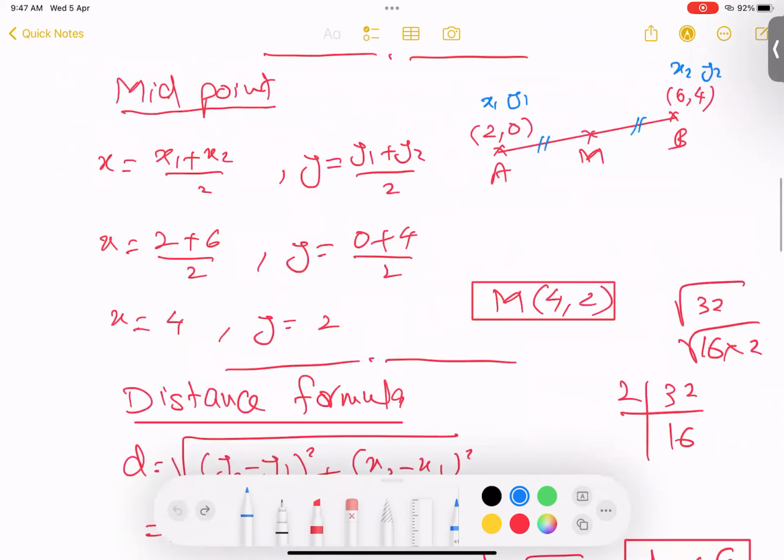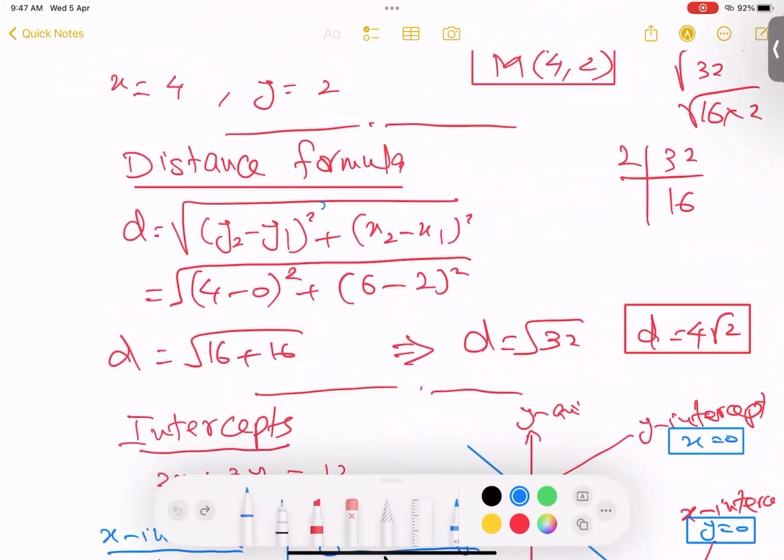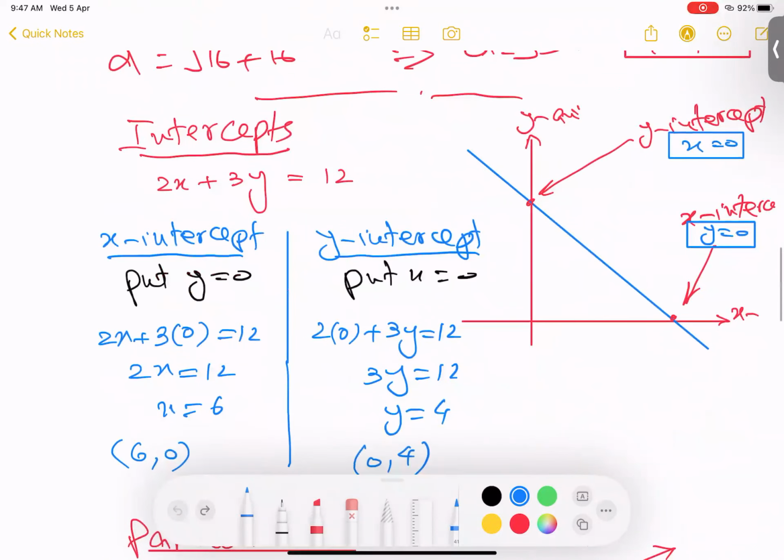Then I taught you the midpoint formula. The midpoint formula is very clear, like an average: (x1 plus x2) divided by 2, and same, (y1 plus y2) divided by 2. The distance formula is (y2 minus y1) whole squared plus (x2 minus x1) whole squared, and take the root of that. Easy. And yesterday I taught intercepts. When a line cuts the x-axis, y is 0, and when it cuts the y-axis, x is 0, like the opposite variable equals 0, right?